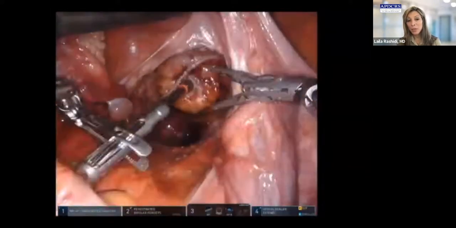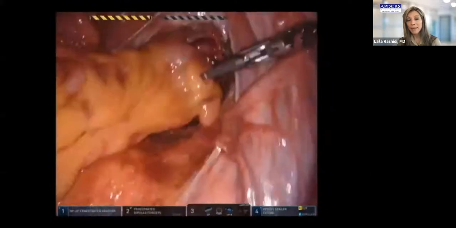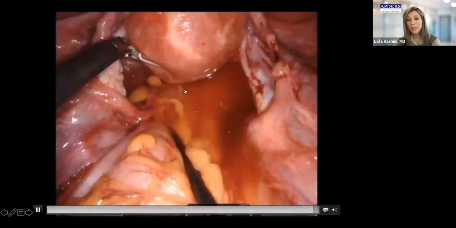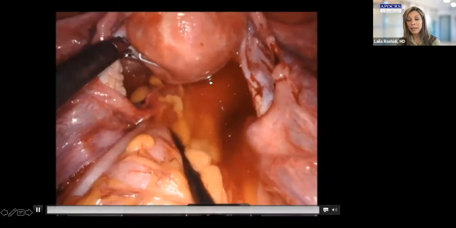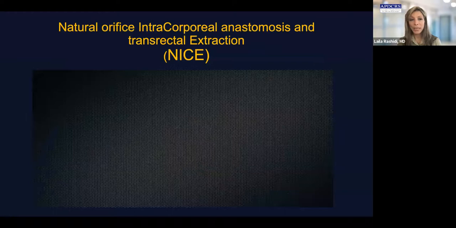So then you put your purse string around that area, and then put your EEA up from the pelvic area, your colon down, and do your EEA test.